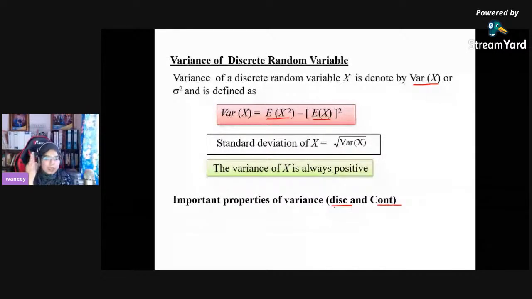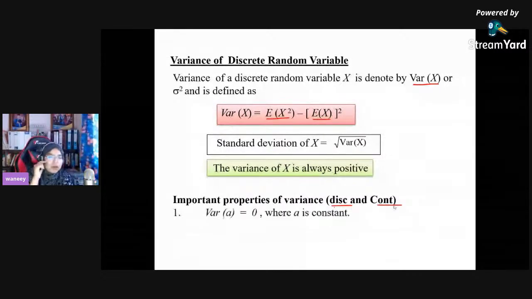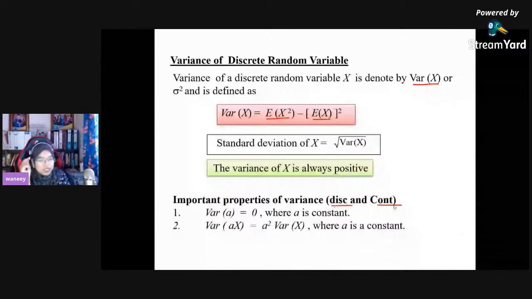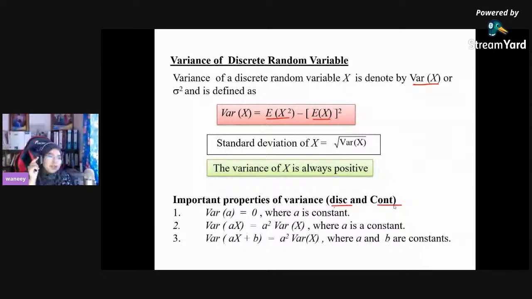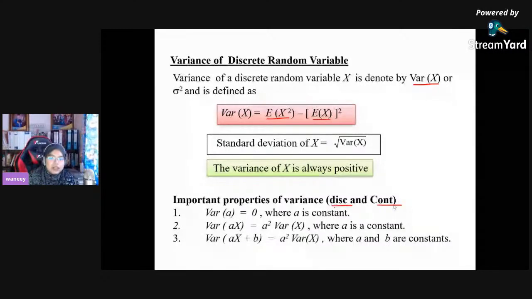Okay, so we have 3 properties of variance. Variance of a constant is simply equal to 0. Variance of ax is equal to a square multiplied with variance of x. If we have variance of ax plus b, that is also equal to a square variance of x. So that means if we have a constant, adding or subtracting a constant doesn't really affect our variance. Variance of ax minus b is also equal to a square variance of x.